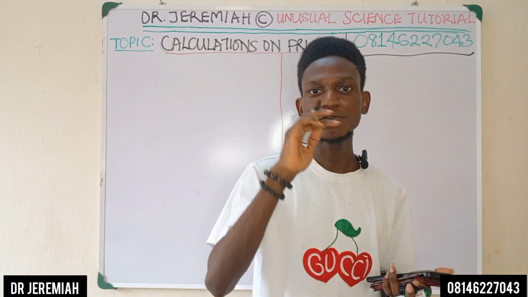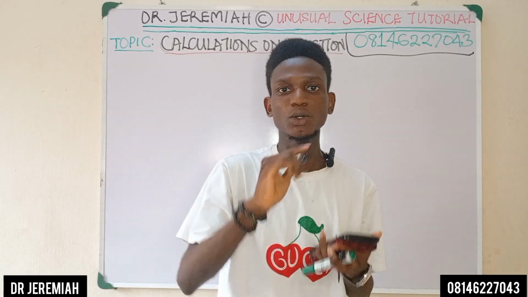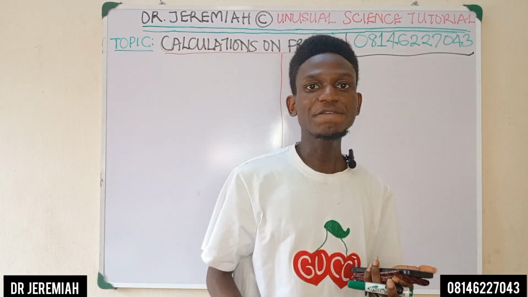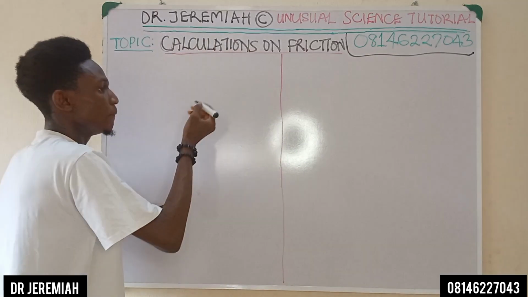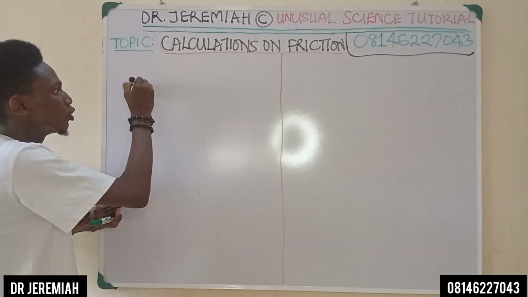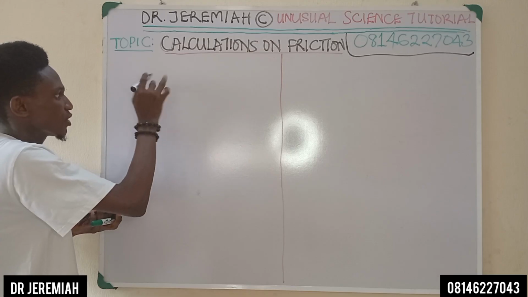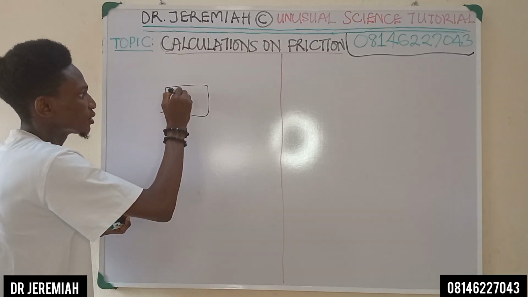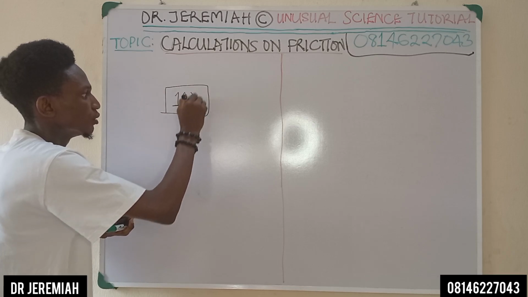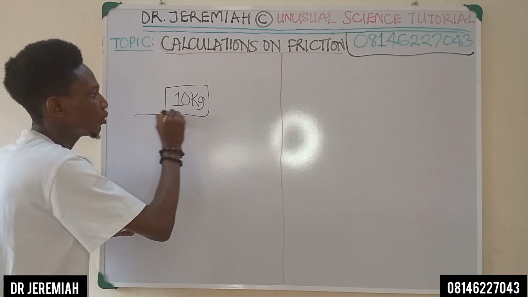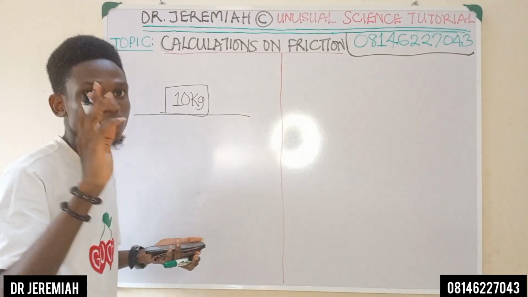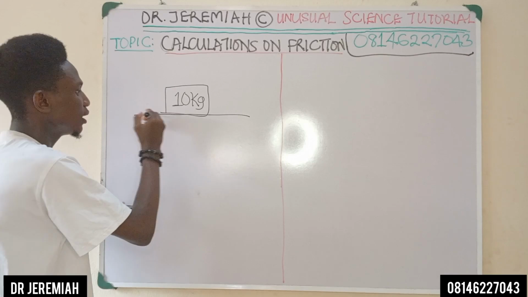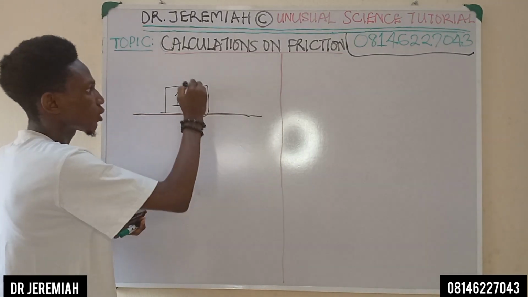So what do you need to know about friction? The first thing, we're going to be starting with friction on a horizontal surface. Now, just follow me. Make sure you have gotten your note with you. So take for instance, we have a mass. Let's use a block of mass 10 kg. So this is a block of mass 10 kg on a horizontal surface. I told you we're going to start with friction on a horizontal surface before we go to friction on an inclined surface. Now, this is the block.